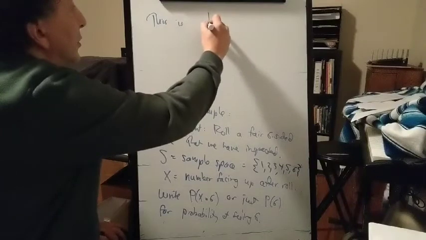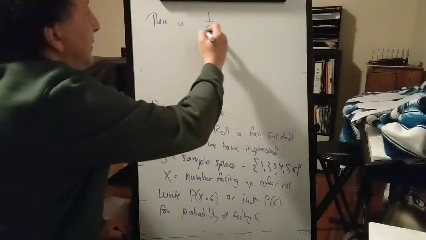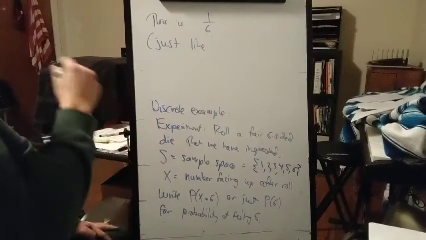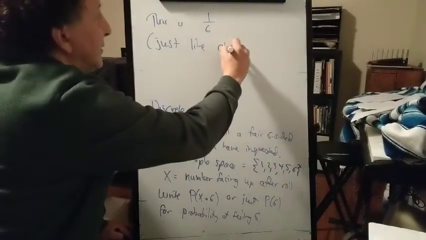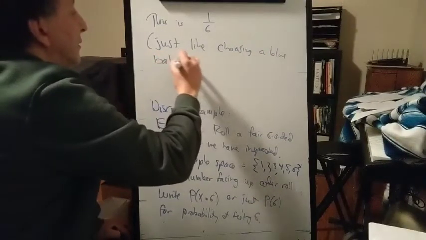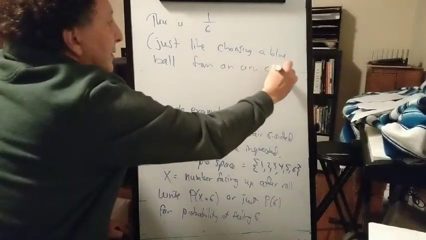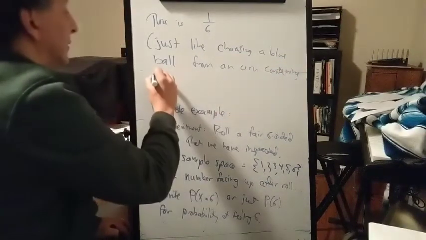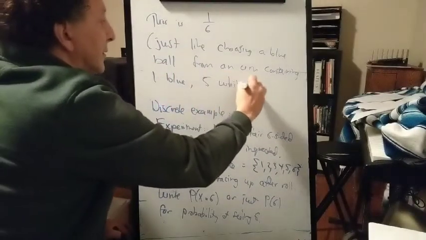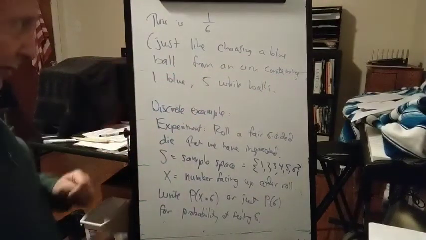So this is 1/6. When we say it's 1/6, we're saying it's just like choosing a blue ball from an urn containing 1 blue and 5 white balls, all assumed to be the same weight, same size, indistinguishable when you touch them.